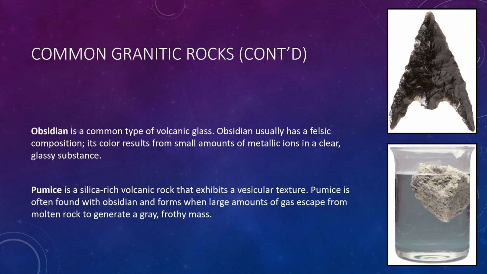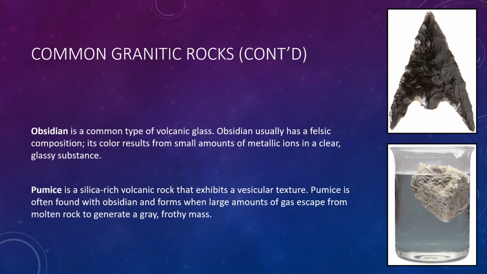Obsidian is a common type of volcanic glass. Although dark in color, obsidian usually has a felsic composition. Its color results from small amounts of metallic ions in an otherwise clear, glassy substance. Because of its excellent conchoidal fracturing and ability to hold a sharp, hard edge, obsidian was a prized material from which Native Americans chipped arrowheads and cutting tools.